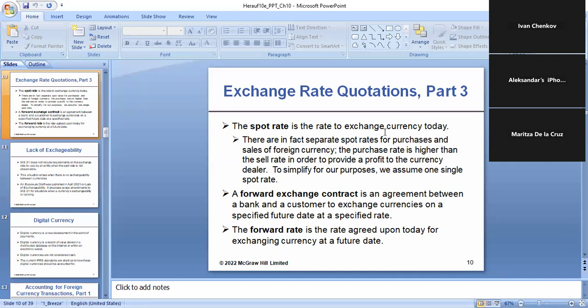Now the forward rate will be the rate which will be on the foreign exchange contract agreement, or that will be the rate that is agreed upon by the customer and the financial institution, at which the exchange is going to happen on the future date based on the foreign exchange contract.